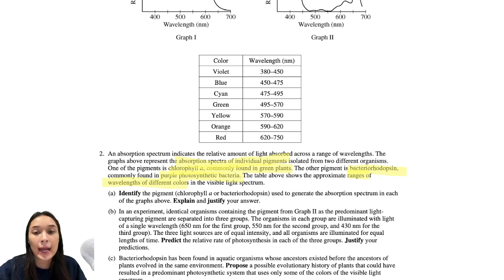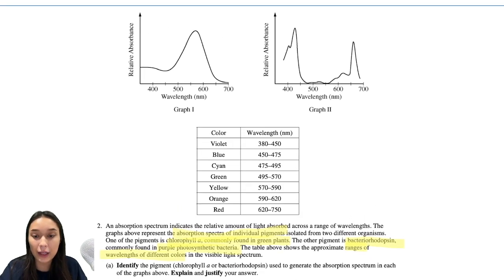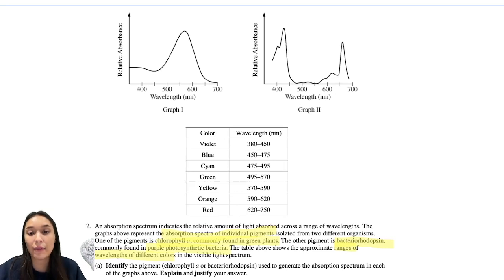Now, if we look at part A, it says identify the pigment, whether it's chlorophyll A or Bacteriorhodopsin, used to generate the absorption spectrum in each of the graphs above. Explain and justify your answer. So they've highlighted the key terms here: identify, and then you have to explain and justify for both of them. So this one is likely going to be worth 4 marks. Now you're identifying the pigment used to generate each one of the graphs. So you have graph 1 here, and you have graph 2 here. One of these is chlorophyll A, and one of these is bacteriorhodopsin, and you have to figure out which one is which and explain why.